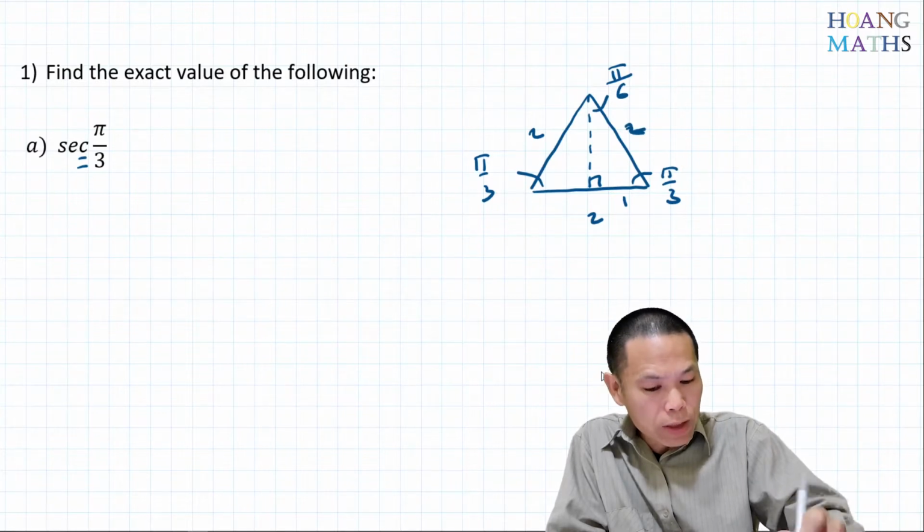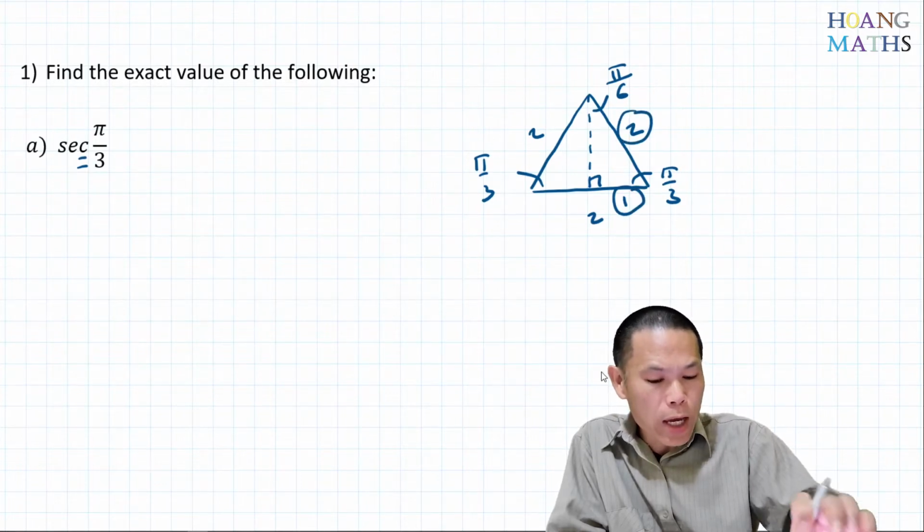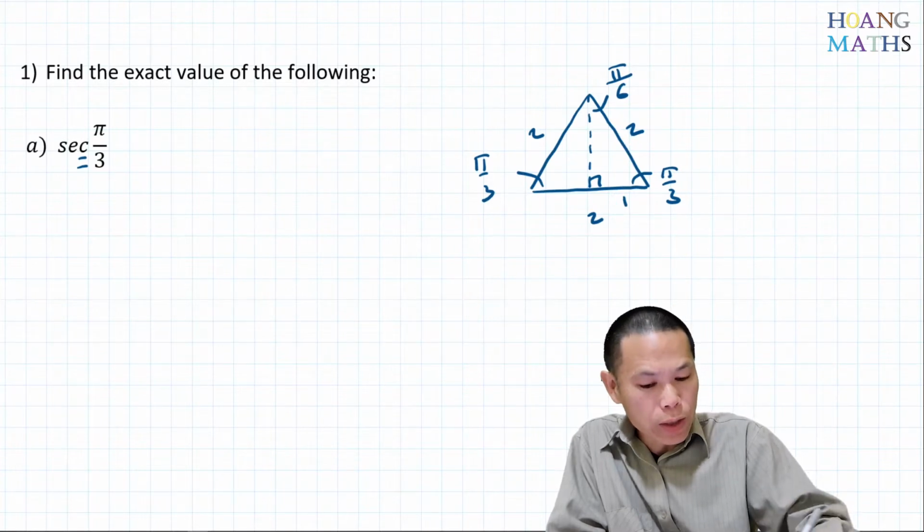So to work out this, let me just clear this first. So this becomes 2 squared is 4, minus 1 squared, which is 3. So this one is root 3. Okay, you can work this out like that.